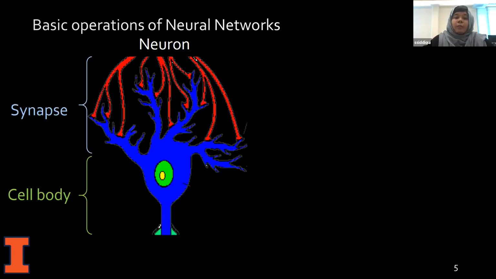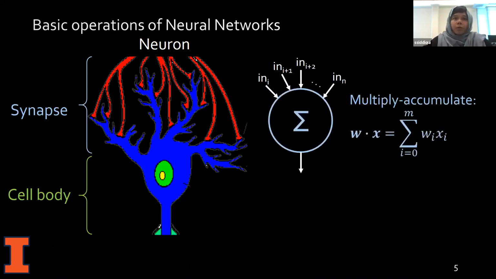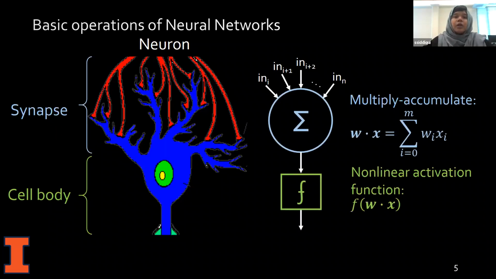So a brain-inspired computation, or a neural network, has to do two basic operations. One is the linear operation, which is multiplication and accumulation, and the other is the nonlinear operation, which does this kind of thresholding, so that any problem converges at the end.